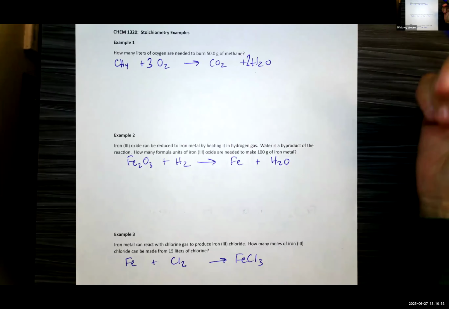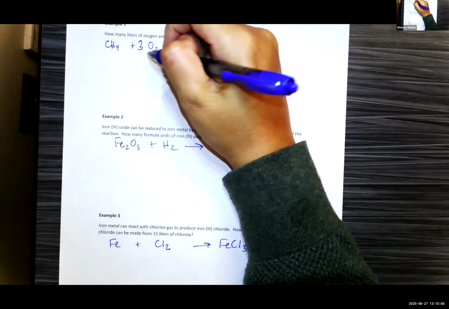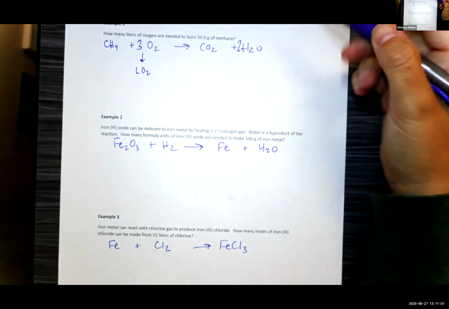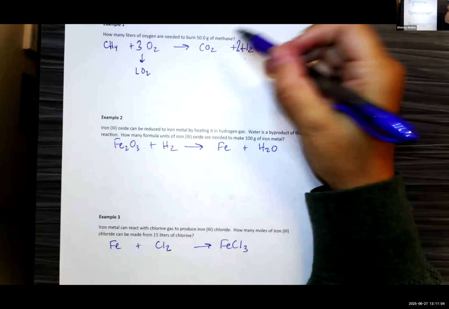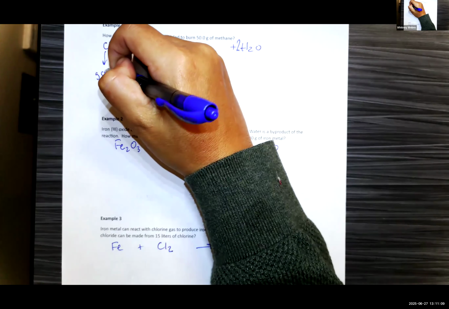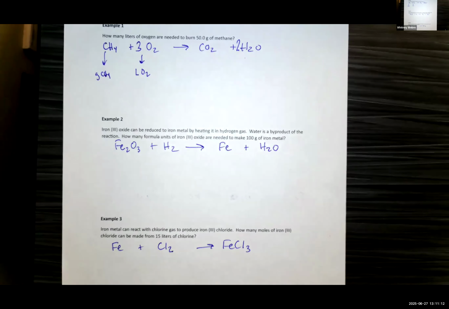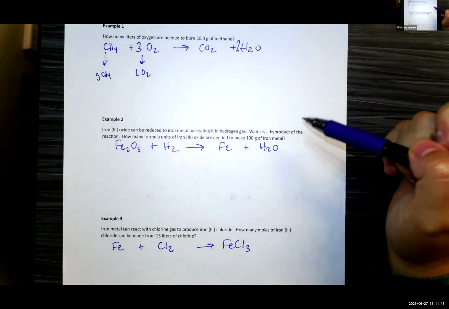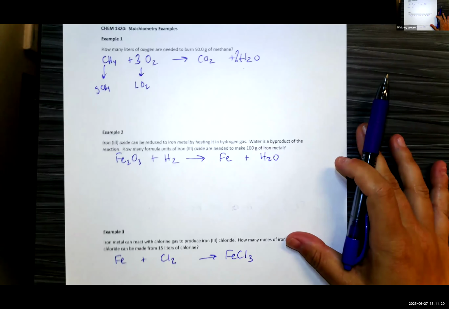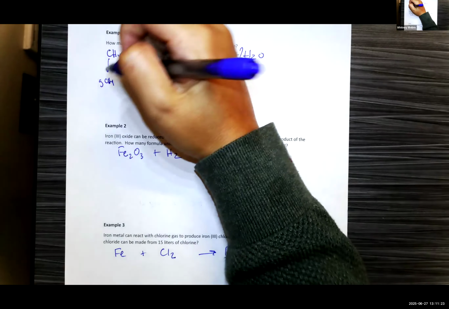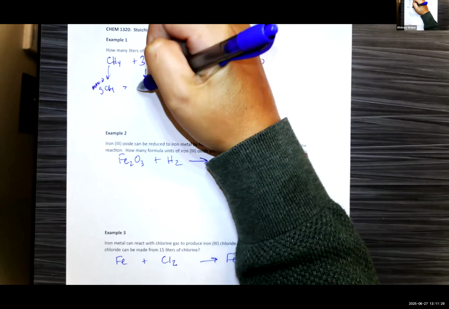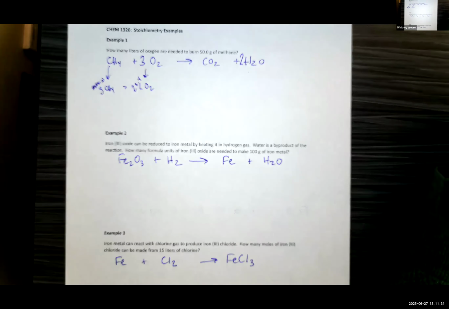The next step is I'm going to read the question. It says, how many liters of oxygen? So I'll do a little arrow that says liters of O2. And then it says 50 grams of methane, so I'll do grams of CH4. The only two things I care about are the methane and the O2. I don't need to worry about CO2 and H2O for this problem. Using the equivalence with the mole triangle, that would be the molecular weight of CH4 equals 22.4 liters of O2.